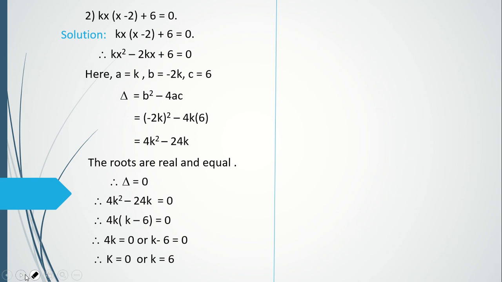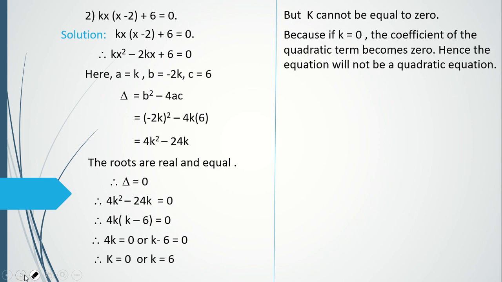Now in the earlier sum we got negative values also, 12 and minus 12 for k. Here we got 0, but it cannot be 0. Why can it not be 0? Because k is a term multiplied with x square. So if k becomes 0, this will no longer remain a quadratic equation because the x square term will vanish. Therefore k cannot be 0. So the value of k here can be 6. Because if k is equal to 0, the coefficient of the quadratic term becomes 0, then the x square term goes, and the equation will no longer be a quadratic equation. Therefore k is equal to 6.